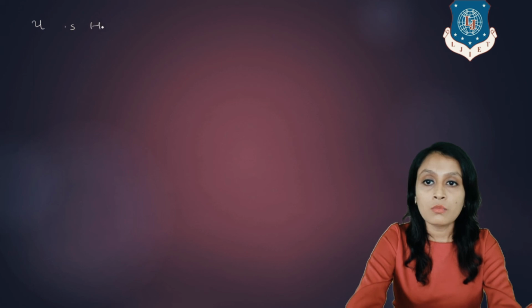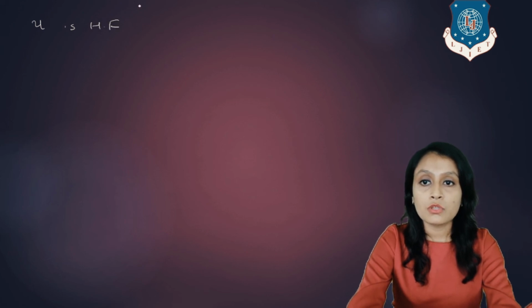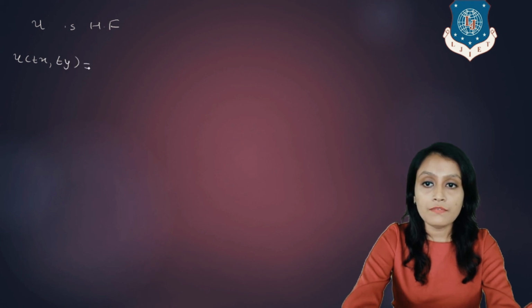So in all what we have studied, firstly we studied Euler's theorem. So for that what we need, that u is a homogeneous function. Okay, so u should be a homogeneous function. Now if you want to check the homogeneous function, so for that what we have to do, we have to write like this, that is u of tx, ty. So if u of tx, ty is equal to t raised to n u of x, y, then we can say that this u is homogeneous function of degree n.